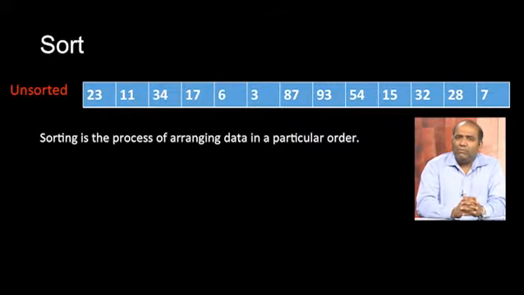Now we look for the next smallest, but obviously we would not pick 3 again. When we go through the array, we find 6.